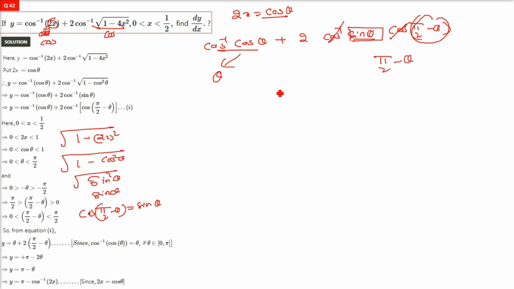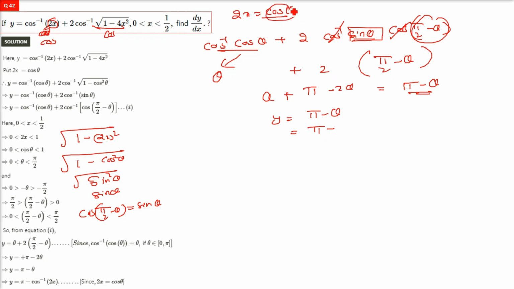So you have to check for two things: whether theta is correct or not, and whether pi by 2 minus theta is correct or not. Cos and cos inverse can only be cancelled when theta belongs to 0 to pi. So what do we get here? Let us solve this first. So you have pi minus theta that you have to differentiate. y equals pi minus theta. Pi minus theta will be equal to what? It will be cos inverse 2x. So put it here, cos inverse 2x, because 2x was already taken as cos theta.